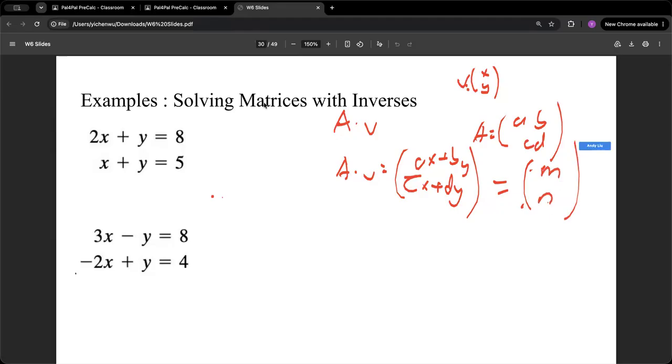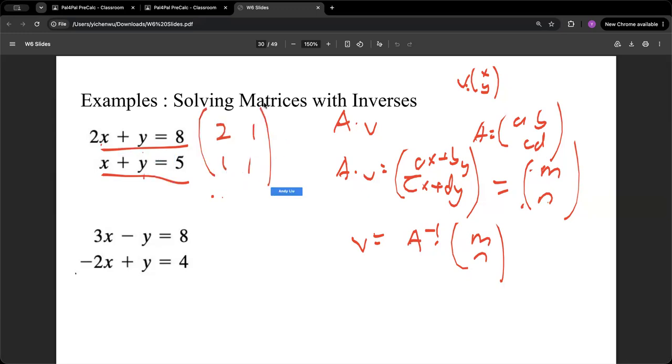Then you can notice that this is a system of linear equations in terms of X and Y. But then you can multiply by the inverse of A. If we multiply A inverse on both sides, what we have is that V will equal A inverse times M, N. So given such a system of linear equations, you can take the inverse of this matrix, for example this matrix representing 2, 1, 1, 1, and multiply it by this vector, which is 8, 5.